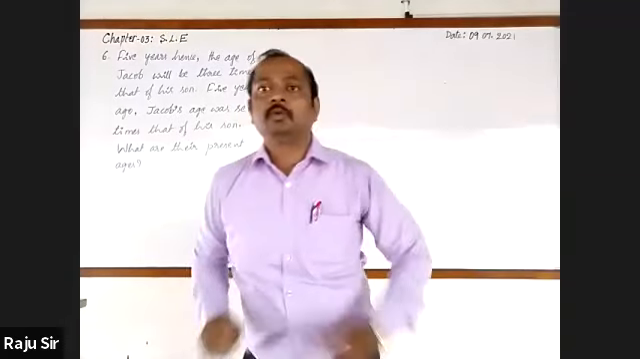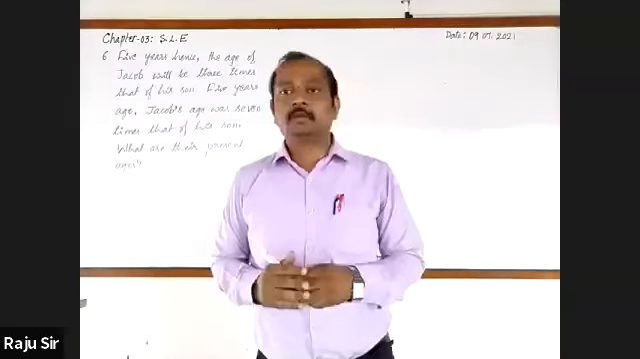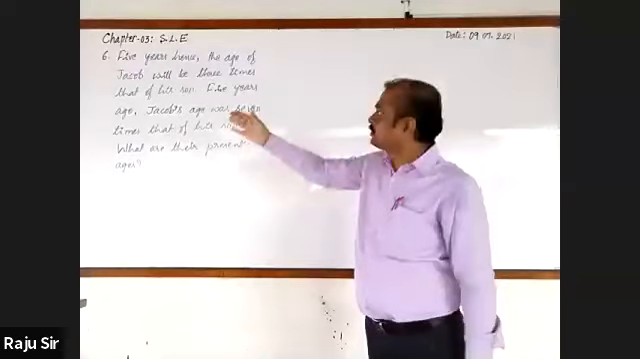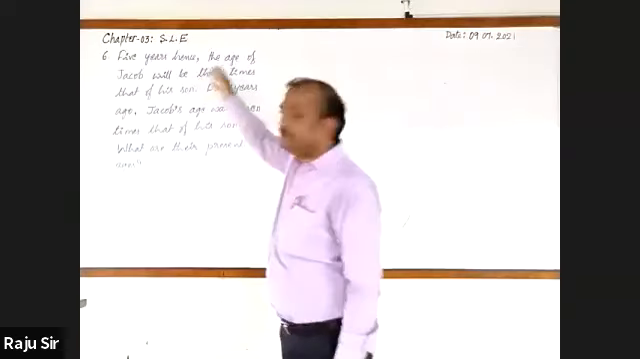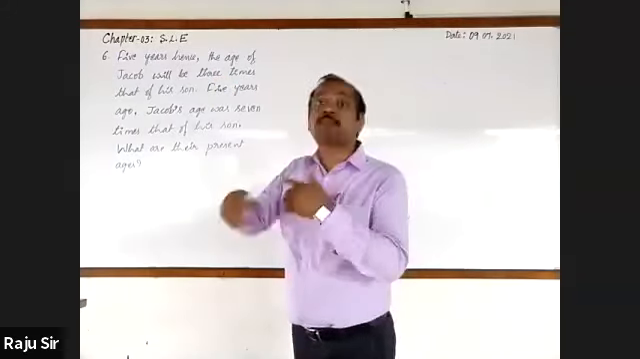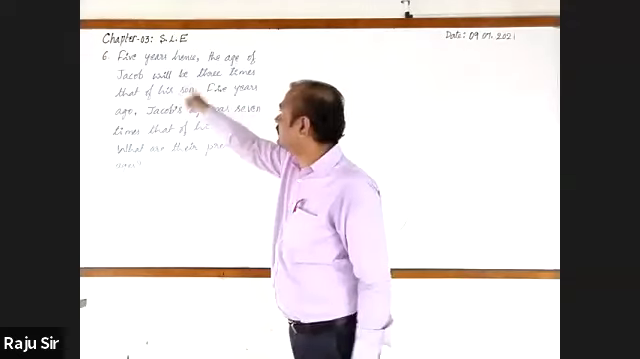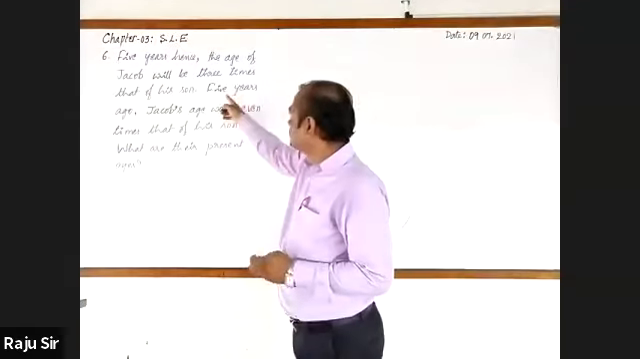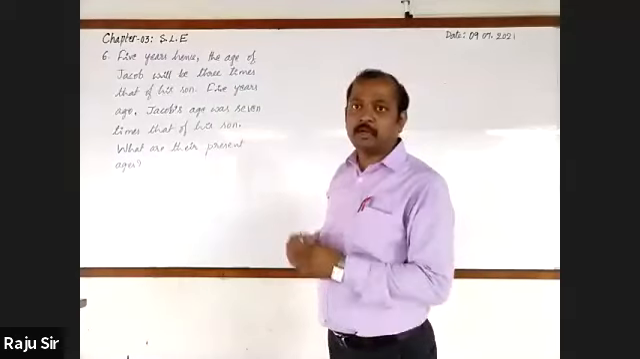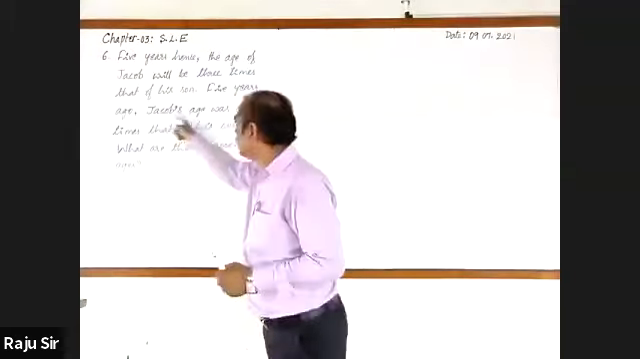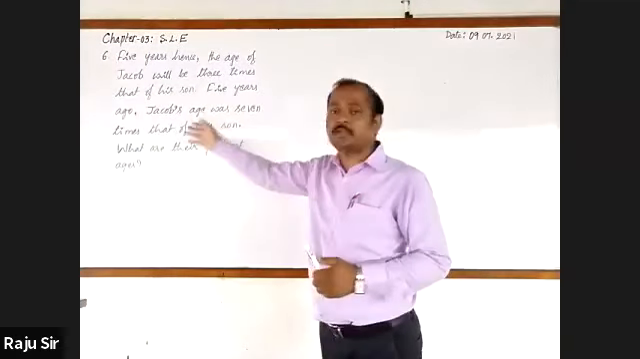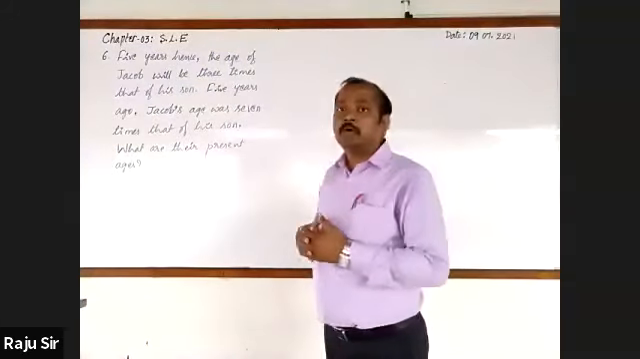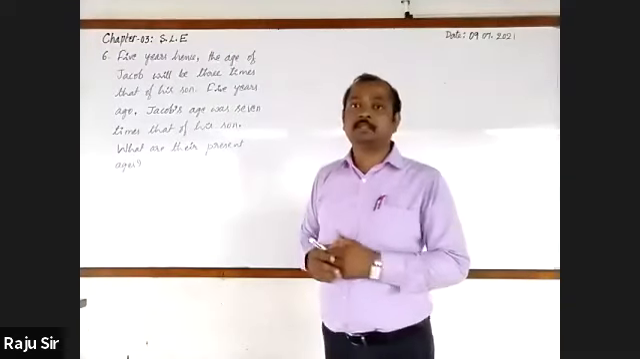Hope that you have copied. Now, you may please stop writing and listen to me. Don't go for writing anything. Observe. Once you go, it is 5 years hence. That means after 5 years, the age of Jacob will be 3 times that of his son. And second sentence, 5 years ago, that is nothing but before 5 years, Jacob's age was 7 times that of his son. Now, we are going to find out what are the present ages of Jacob as well as his son.